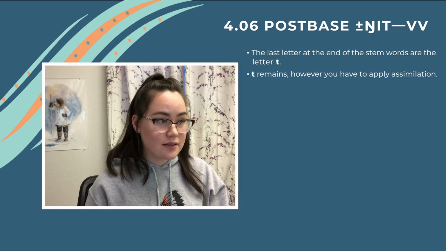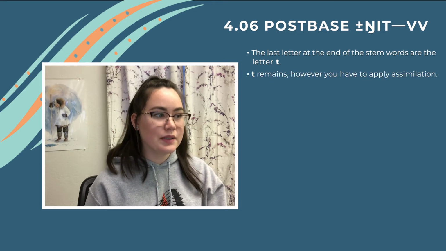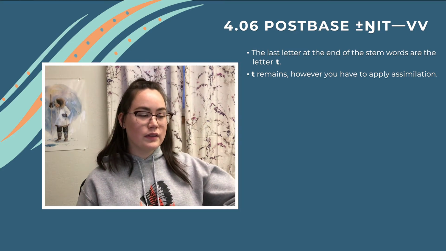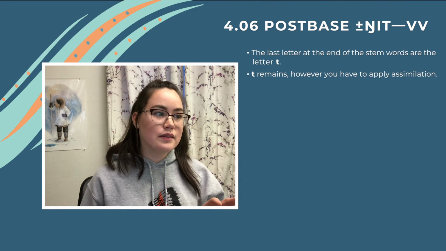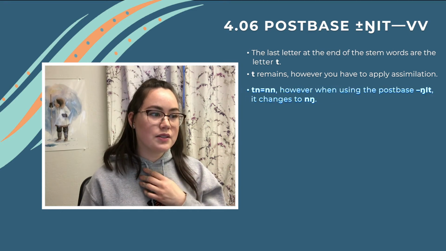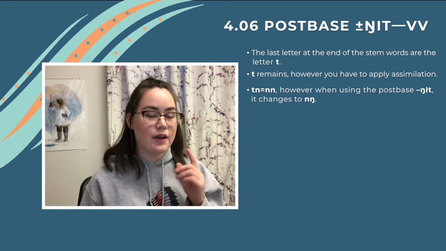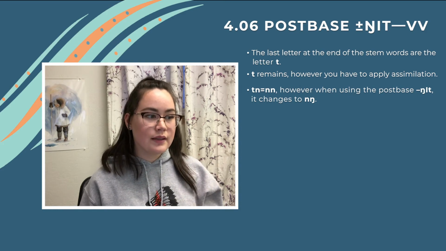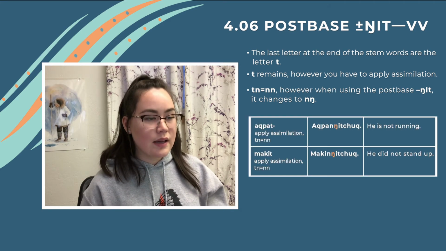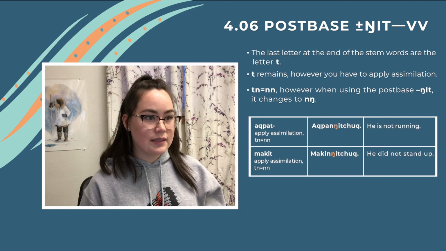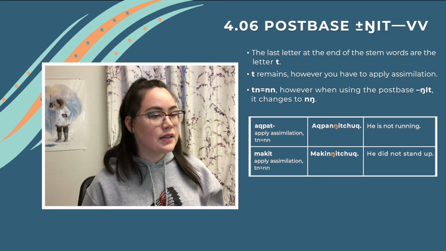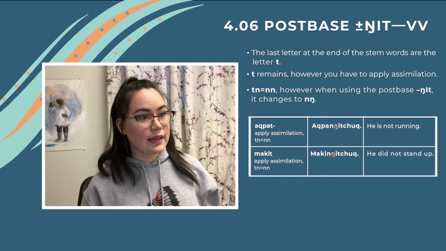T remains. However, you have to apply assimilation. So if you have a word that ends in a T, the TN will equal NN. However, when using the POSTBASE NEAT, it will change to N with the tail. So, for example, let's look at akbat. Akbat plus NEAT. So the TN changes to NN. So it would be akban NEAT chok.